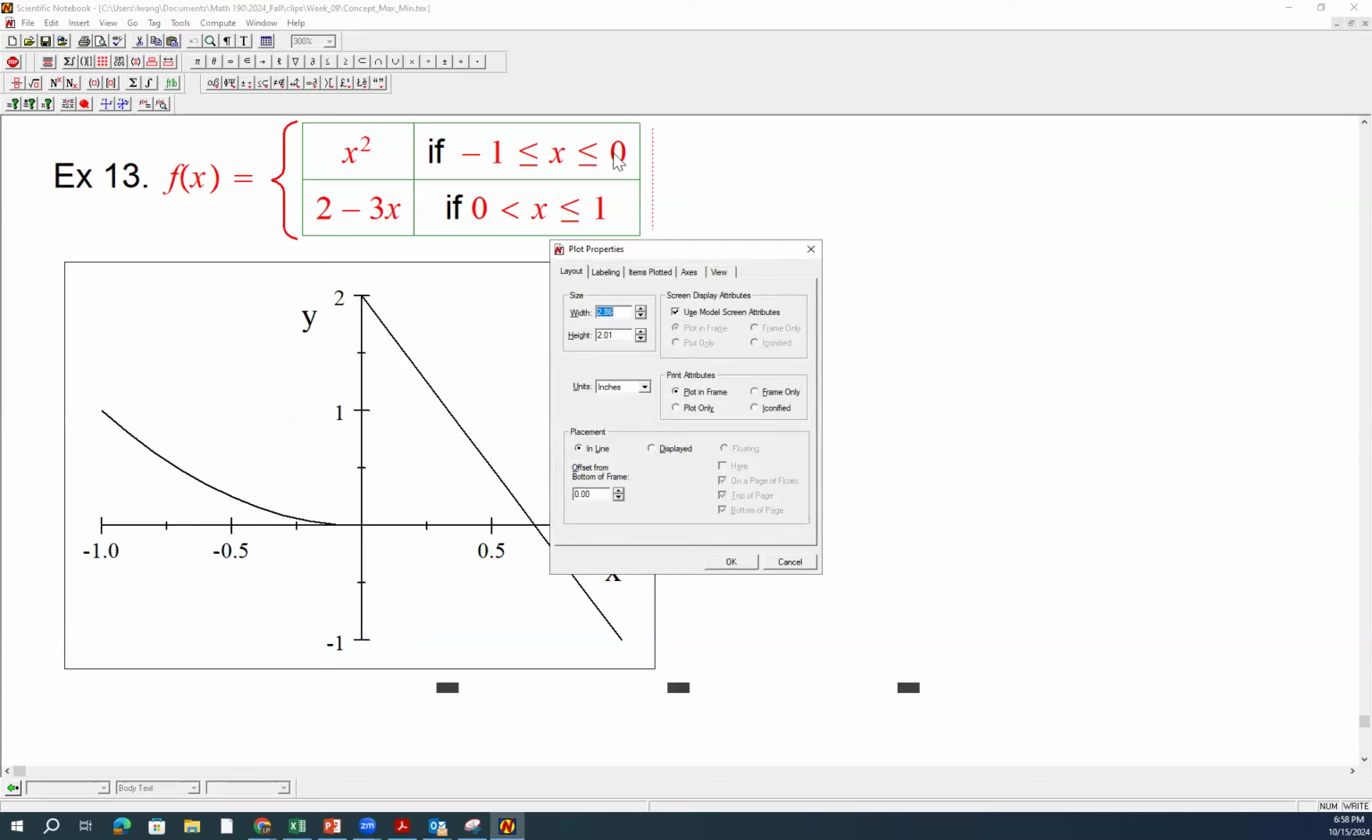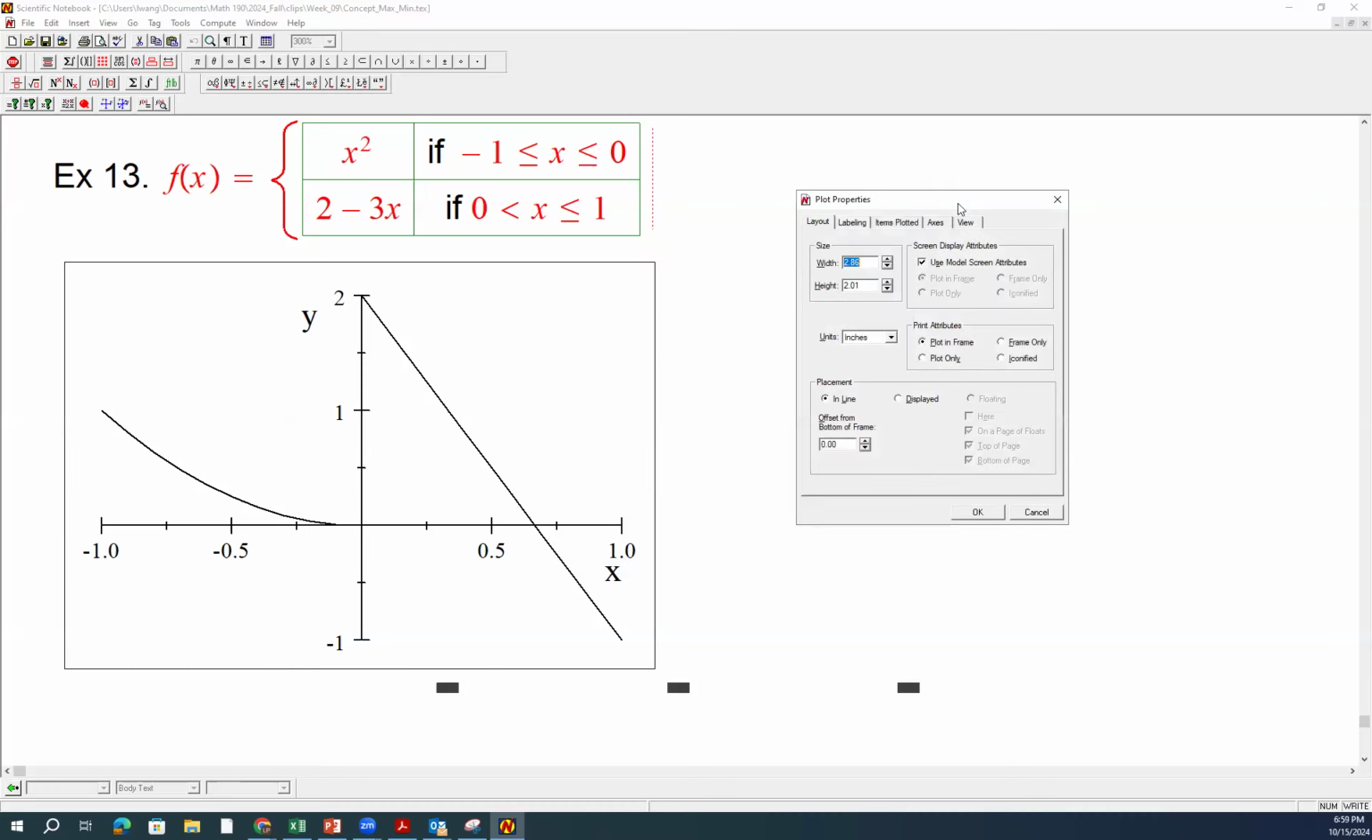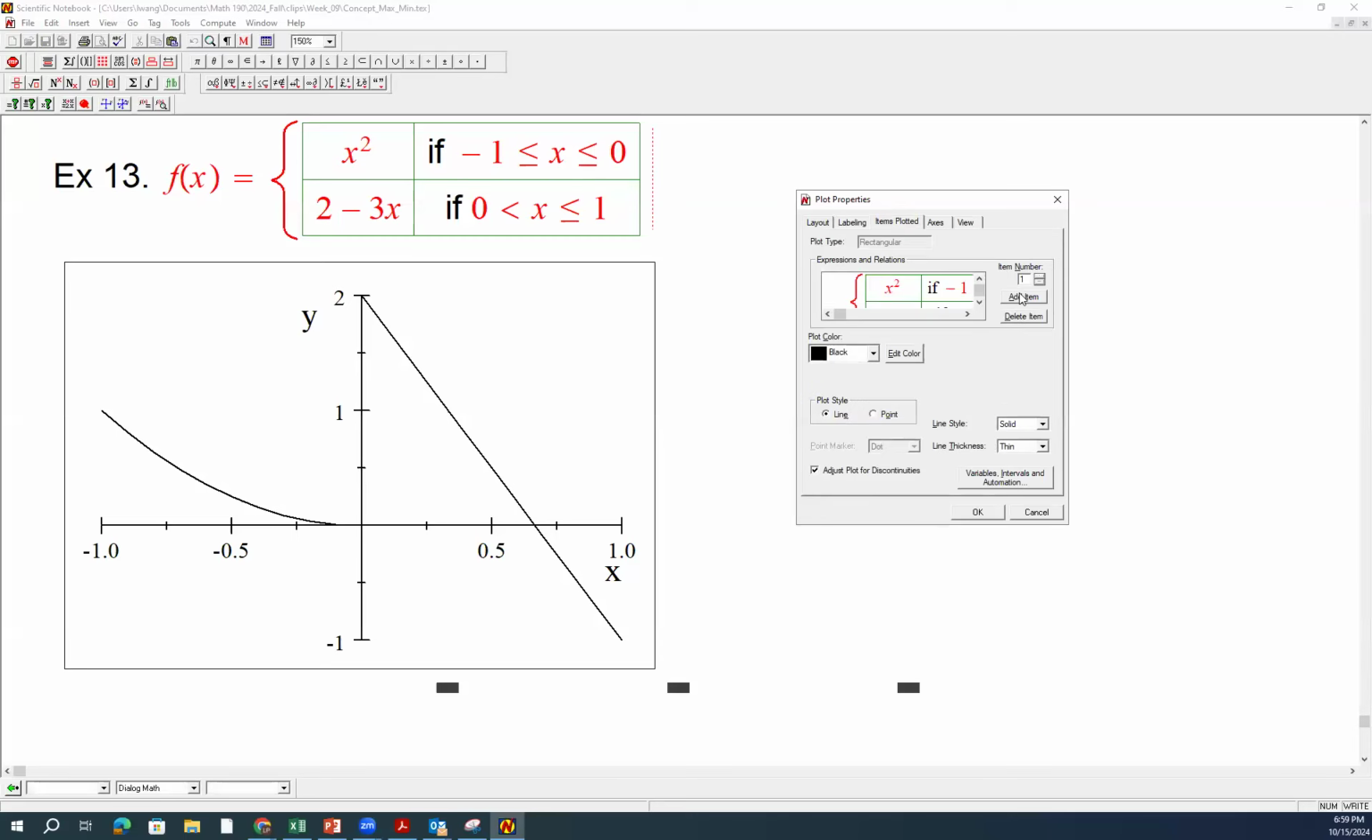Between -1 to 0, we have x squared, right? So this is a closed interval. I don't need to make an adjustment, it's pretty good. And next, I'm going to mark some dots. -1 is going to be a dot.